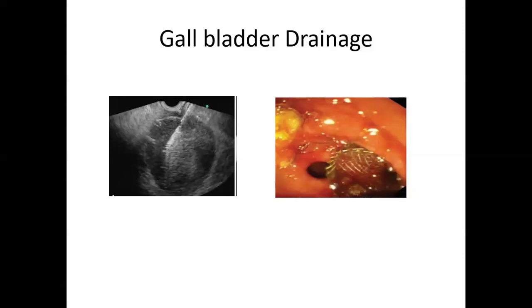We can drain the gallbladder, or we can put a stent in the common bile duct and drain the contents. For example, for those who have ascending cholangitis, which is a very serious condition, we can put a stent so that things can drain.